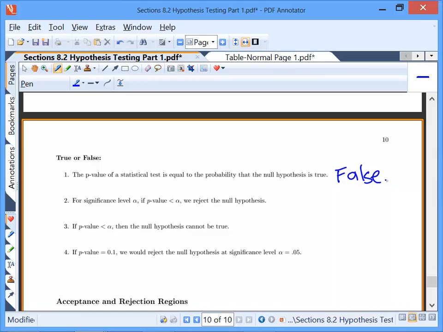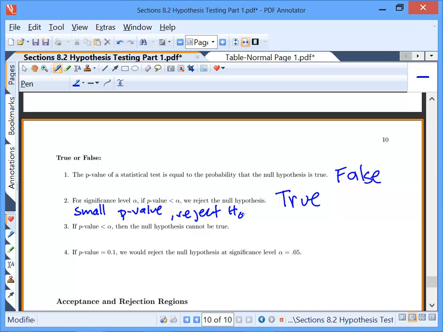Okay, so for significance level alpha, if the p-value is smaller than alpha, we reject the null hypothesis. False. Why do you think that? Okay, so this is true. Whenever we have a small p-value, we reject the null hypothesis. So for number 3, if the p-value is less than alpha, then the null hypothesis cannot be true.